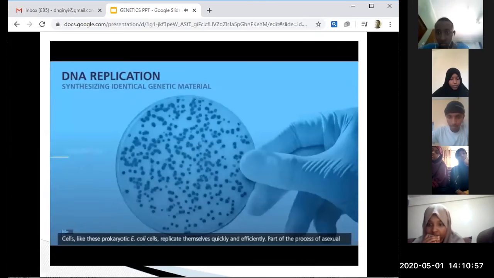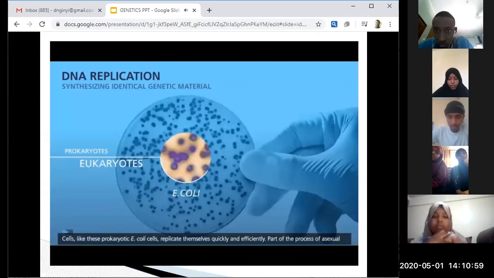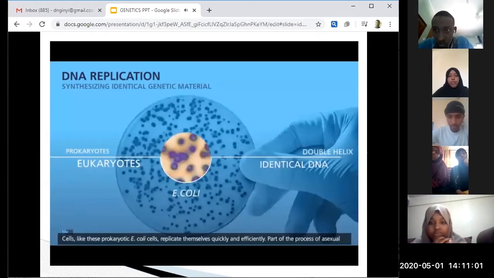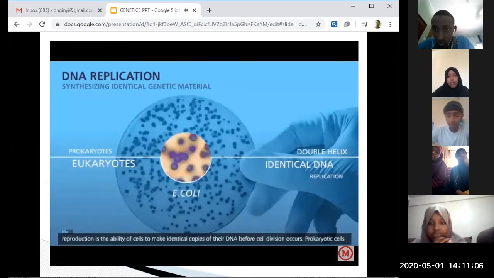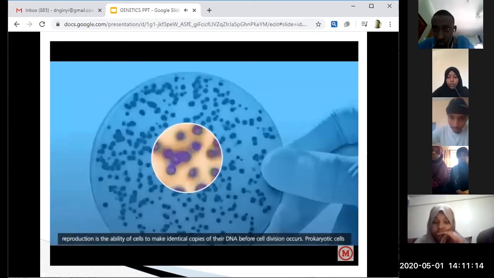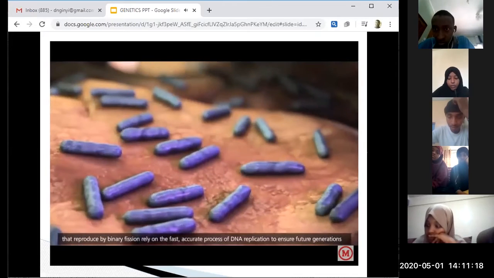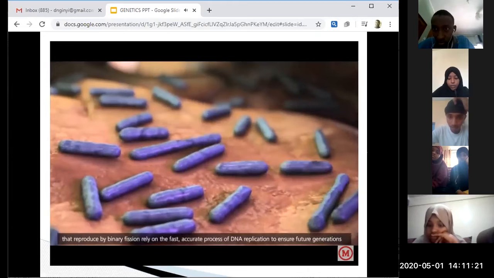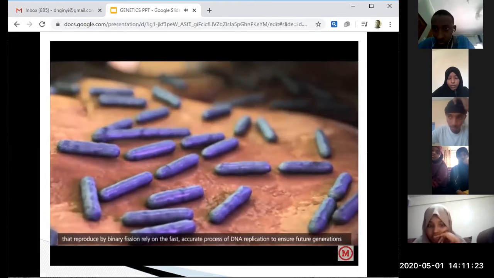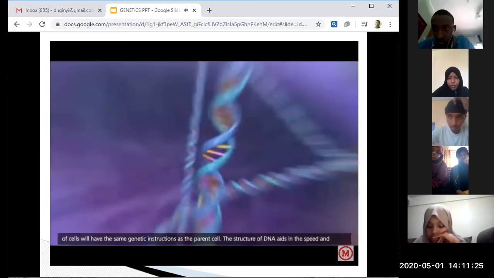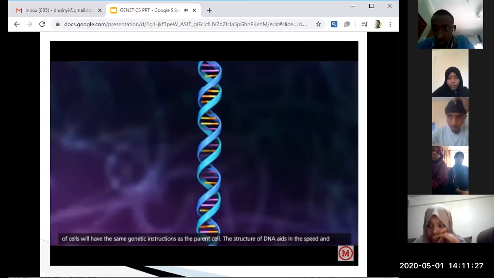Cells like these prokaryotic E. coli cells replicate themselves quickly and efficiently. Part of the process of asexual reproduction is the ability of cells to make identical copies of their DNA before cell division occurs. Prokaryotic cells that reproduce by binary fission rely on the fast, accurate process of DNA replication to ensure future generations of cells will have the same genetic instructions as the parent cell.